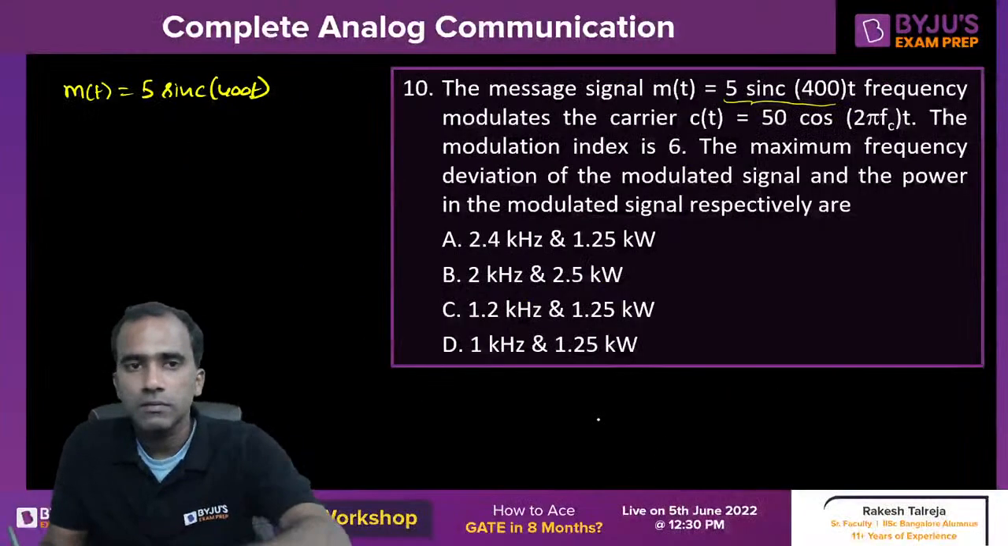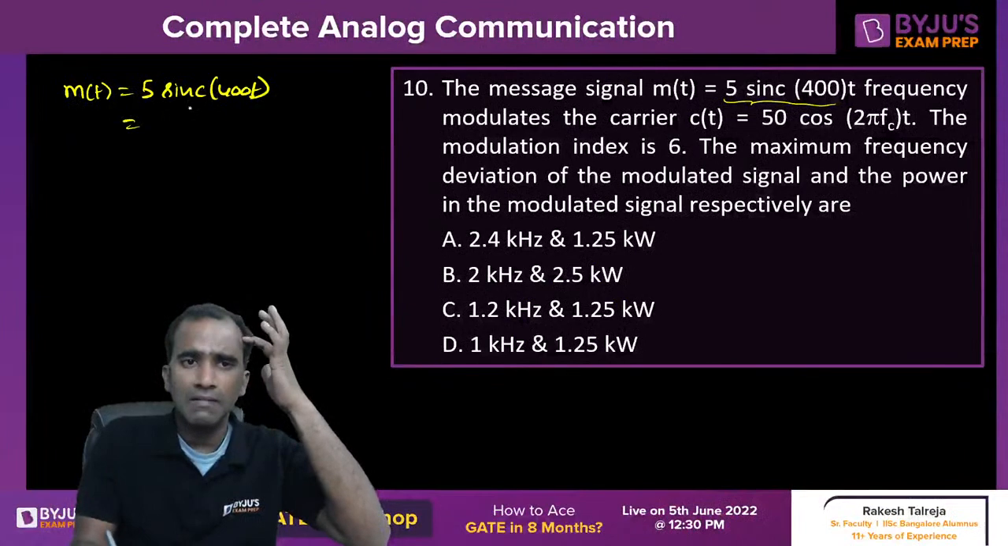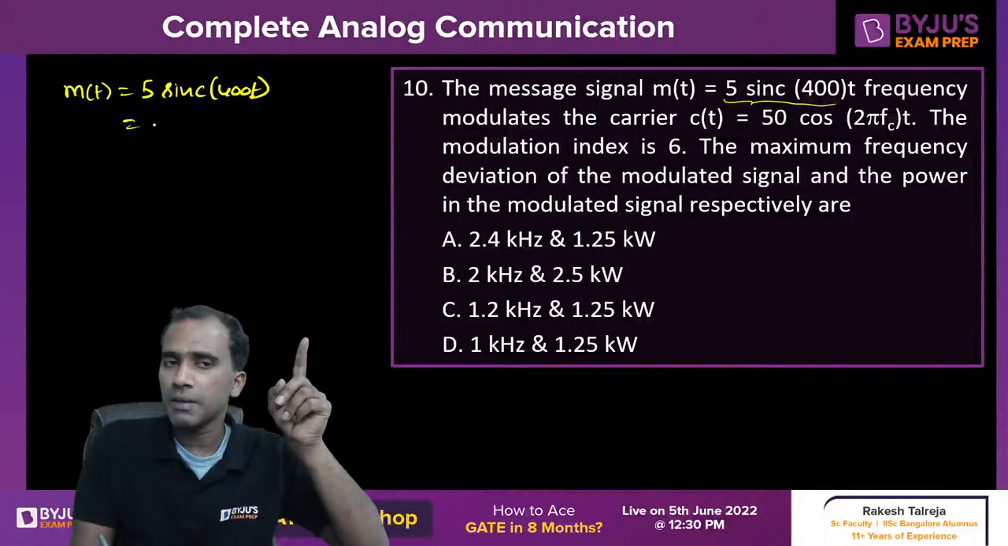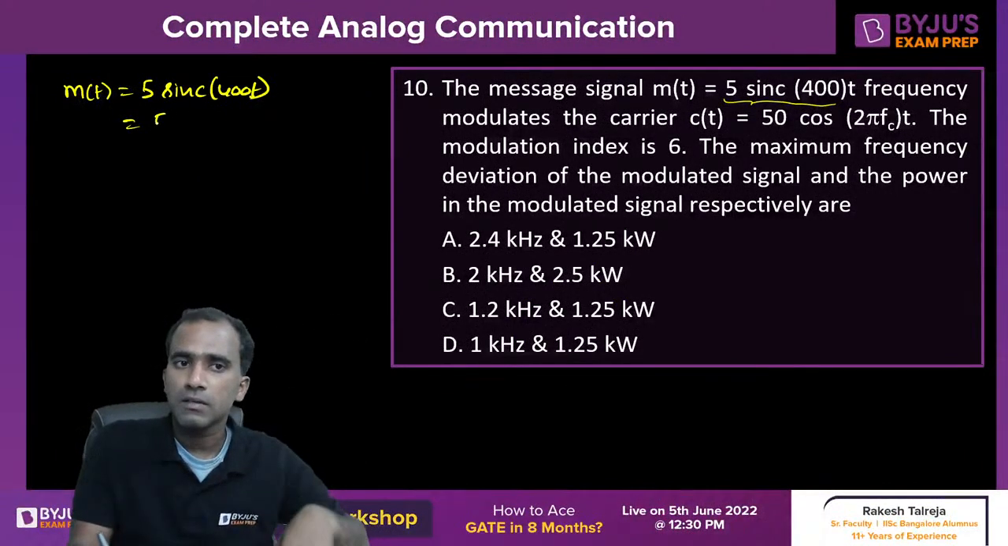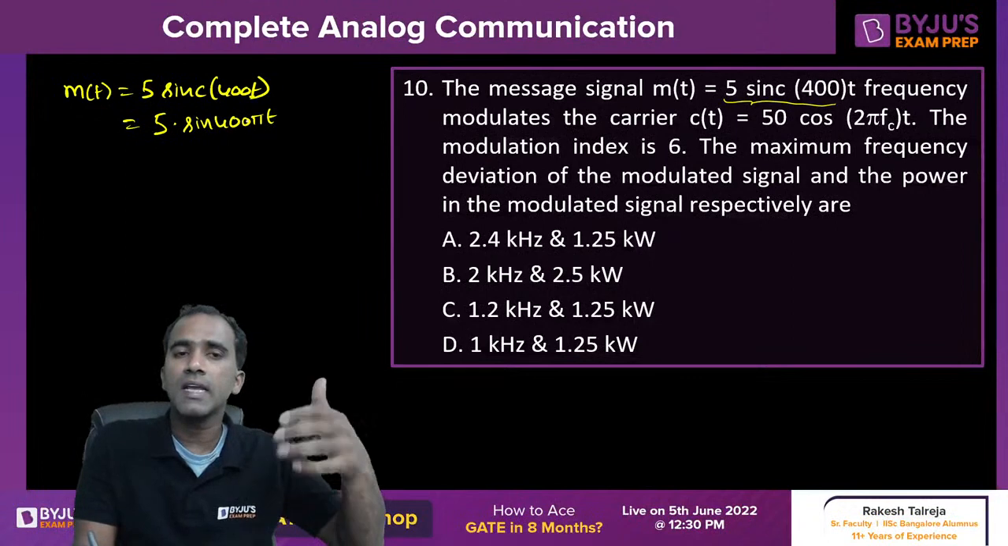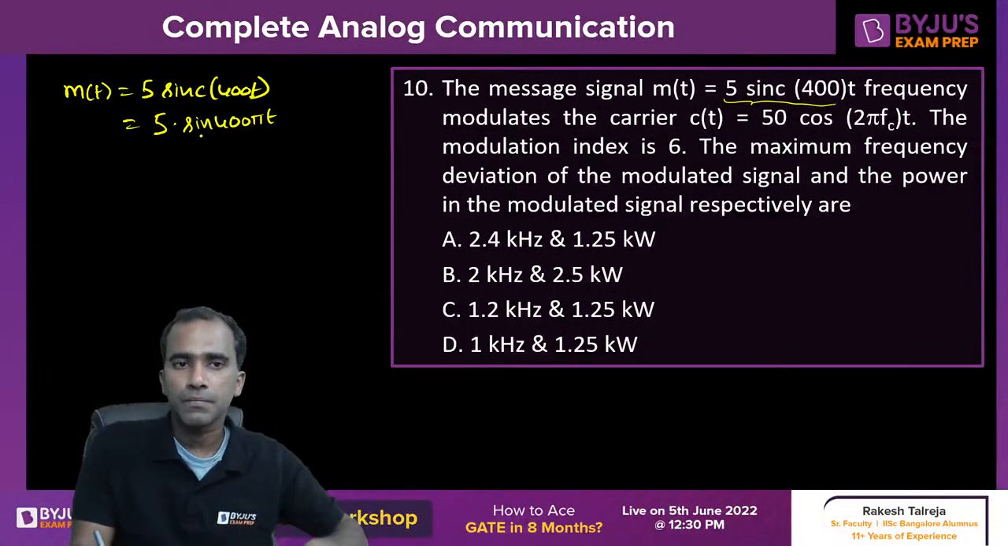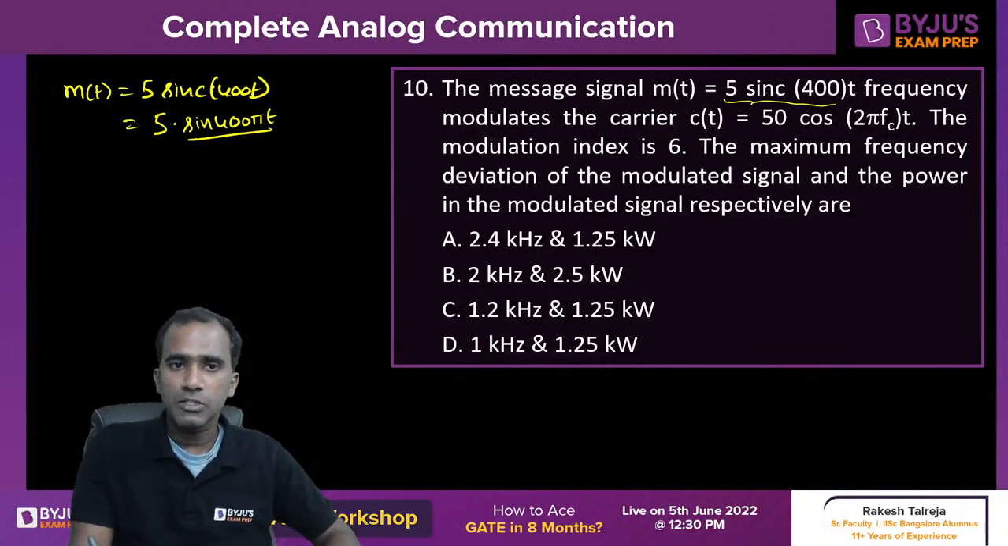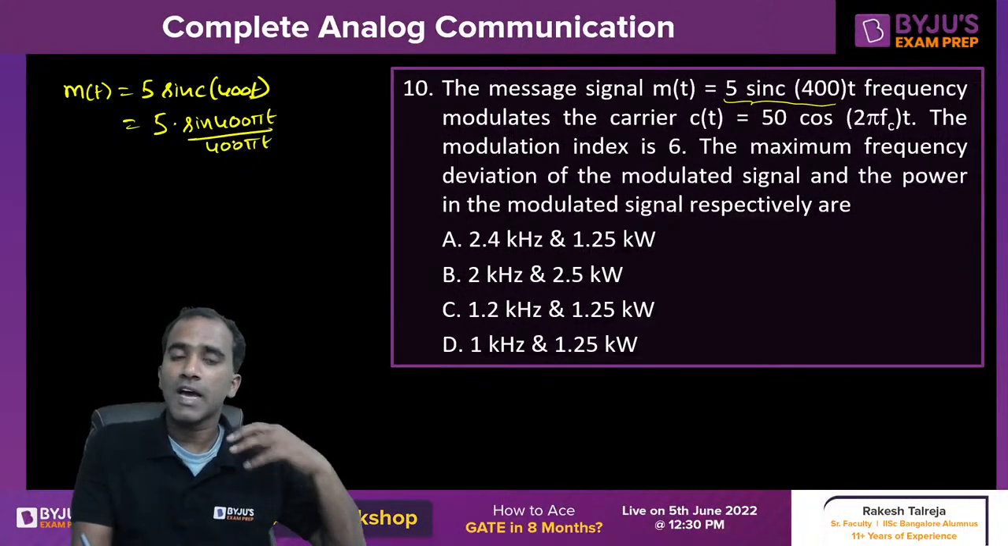So how to do it? Whatever Fourier transform we remember, convert the given function into that format. 5 sinc of 400t, can we write it as sin(400 pi t)? sinc(at) is sin(pi a t) divided by pi a t. Sinc means there should be an extra pi: sin(pi 400t) by pi 400t. I'm just converting this into a format for which I remember the Fourier transform.